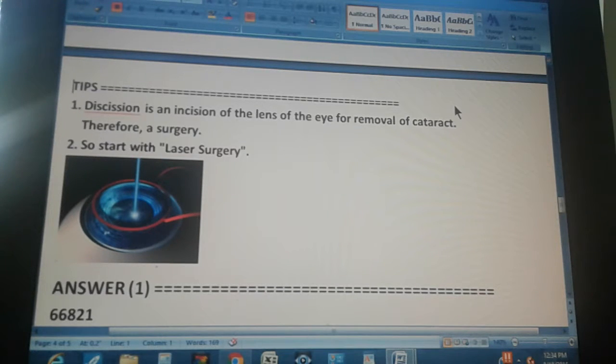Start with laser surgery. Laser surgery, okay? That's what they're talking about, laser surgery. So that's our tip, and the answer you already know is 66821, but now we're going to count to 3, so you can pause the video and give us the path to find this answer. Okay, 1, 2, 3.